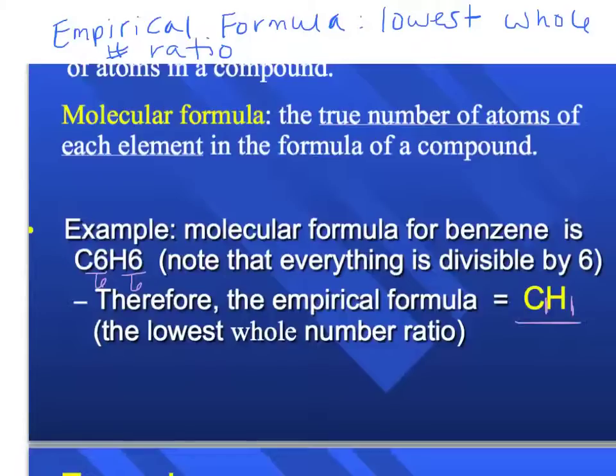Another example that I like to use is for glucose. Glucose has a molecular formula of C6H12O6. However, if we take each subscript and divide it by 6, we end up with an empirical formula for glucose of CH2O.